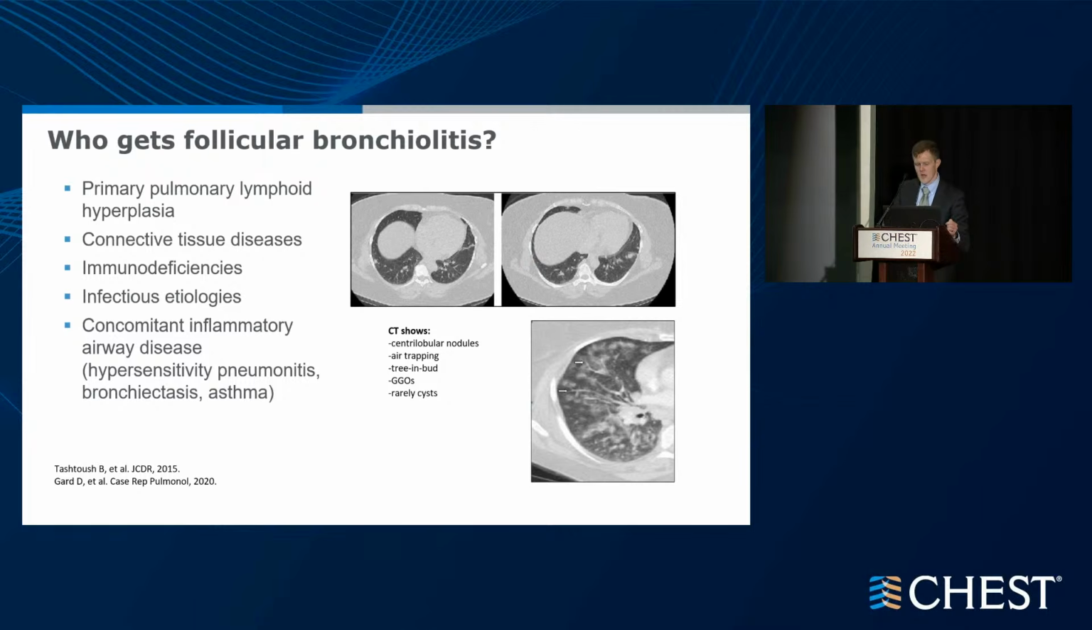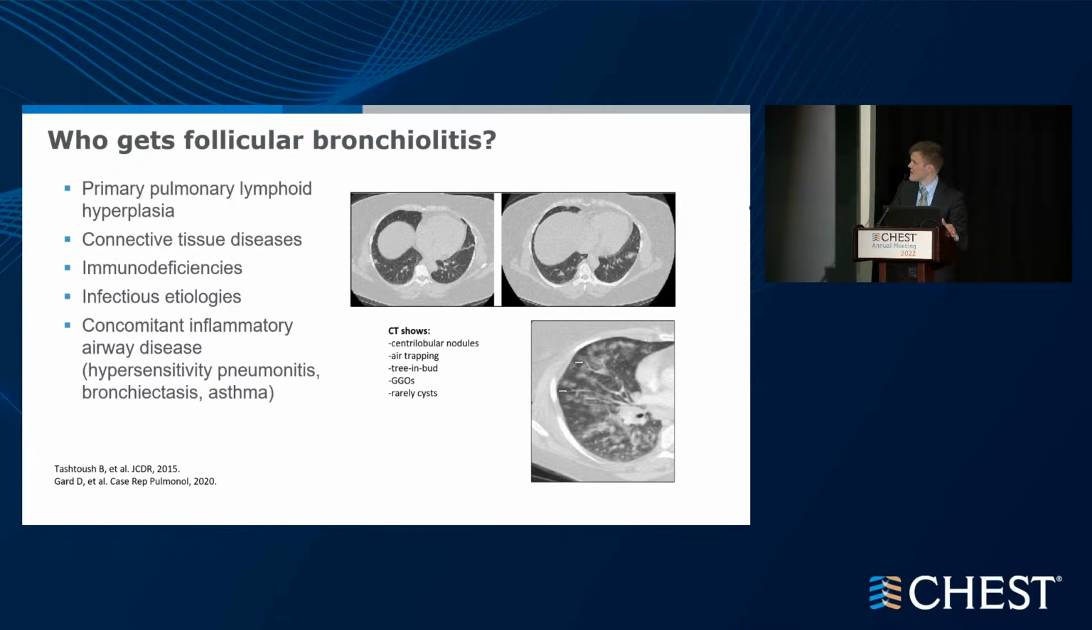Who gets this? Big ones to remember are going to be patients with immunodeficiencies. They can be an infectious consequence. Really, really common in connective tissue disease. Most of my patients in clinic with follicular bronchiolitis have a connective tissue disease. And then think about chronic inflammatory insult. Every now and then I'll get a consult for follicular bronchiolitis that was seen on a biopsy, and it's like from hypersensitivity pneumonitis. It's just a prolonged inflammatory result.